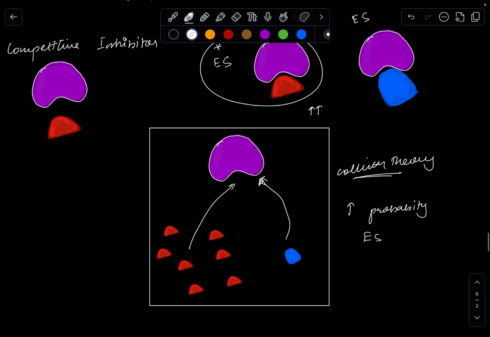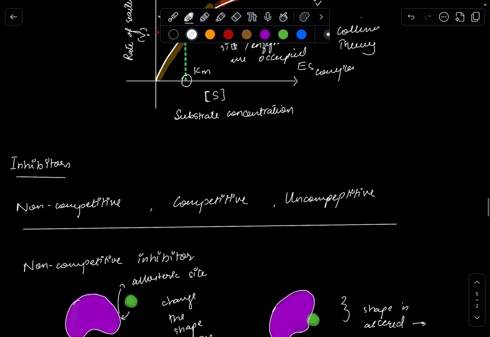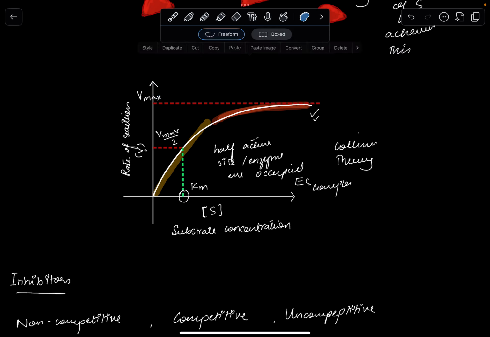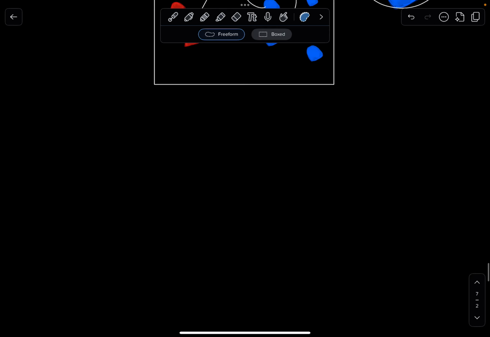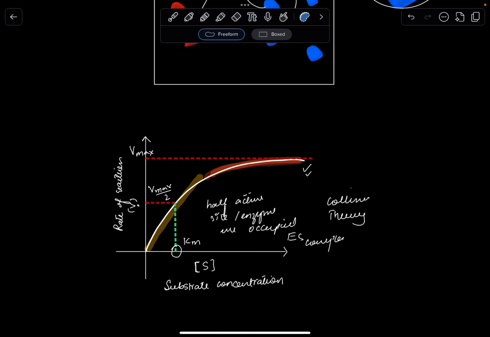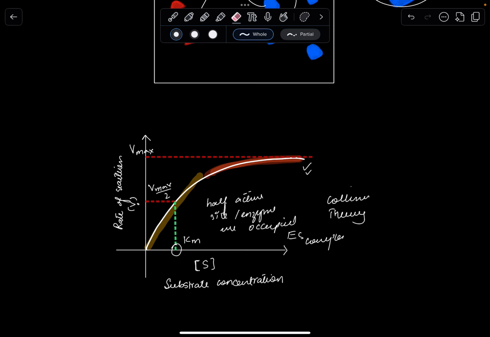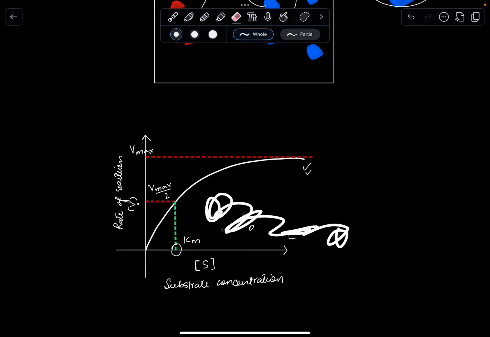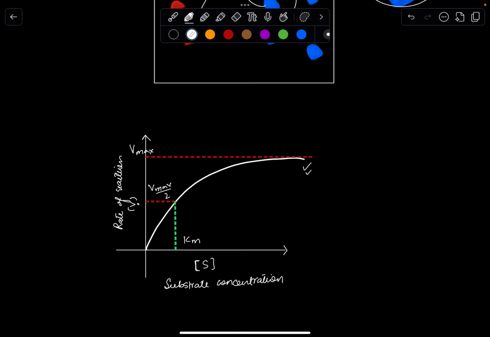Right? So what does this mean for our rate of reaction? Okay, let's just copy this and let's change it slightly to explain and look at what would happen to the shape of the graph. So what happens to the shape of the graph? Let's use purple. The Vmax, right? The Vmax will be unchanged.